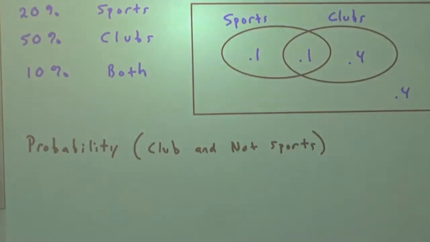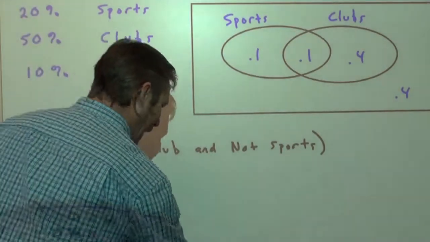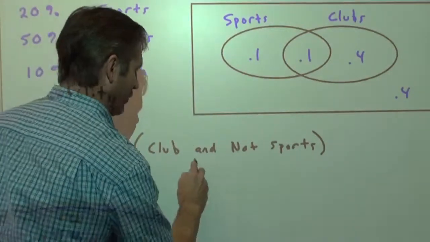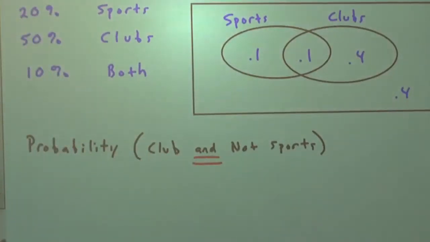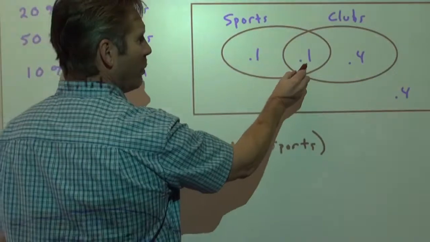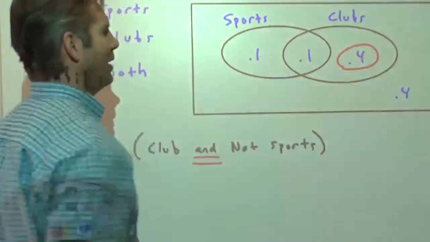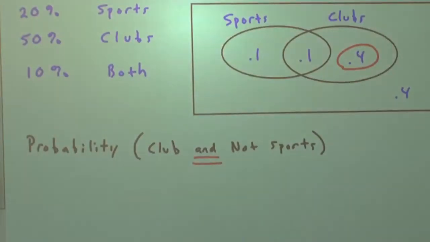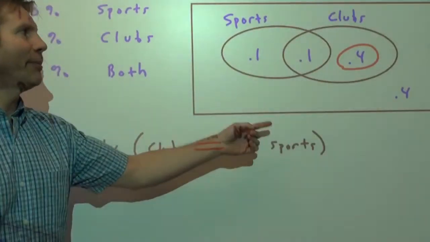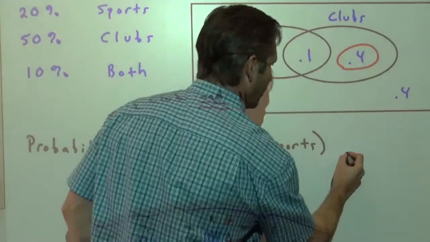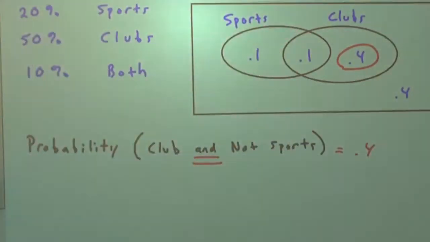Then we could do this. What's the probability they're in a club and they're not in sports? So and means intersection. So go find the intersection of people that are in a club and at the same time they're not in sports. Well, these people are in clubs, but they are in sports. These are the people that are in clubs and at the same time they're not in sports. So this probability would be 0.4.